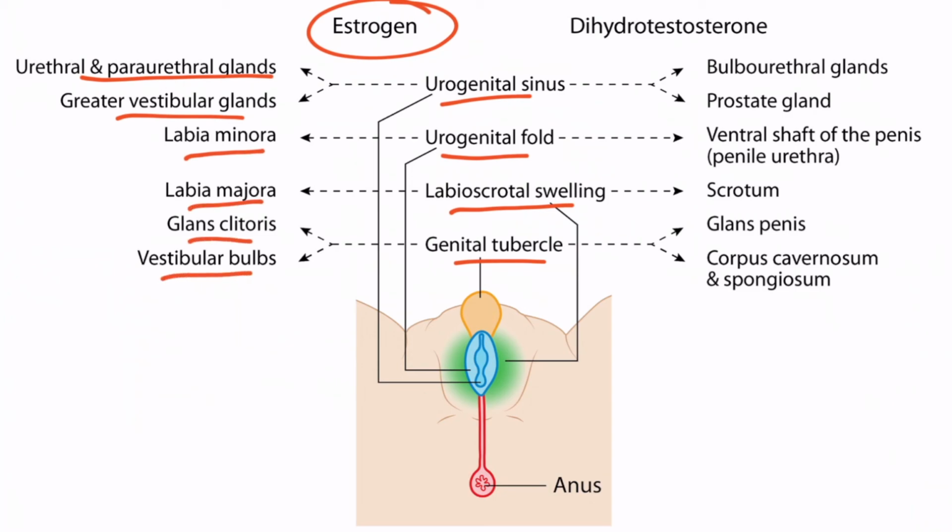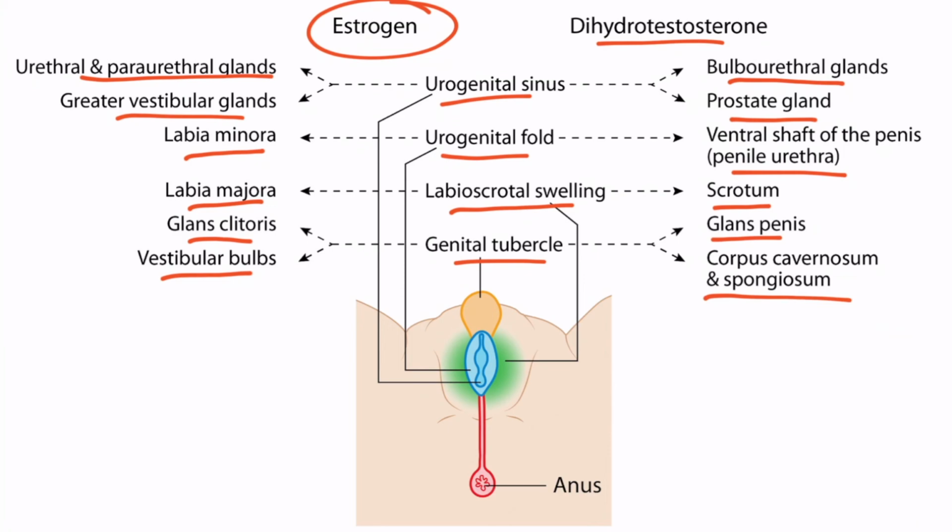In the presence of dihydrotestosterone, the external male genitalia are formed, including the bulbourethral glands, prostate gland, ventral shaft of the penis or penile urethra, the scrotum, the glans penis, and the corpus cavernosum and spongiosum. Knowing the nitty-gritty details of this image is actually pretty low yield, but we have included them for completeness' sake. It's probably a much better use of your brain power to memorize where the embryological processes we've discussed go wrong. And we'll discuss this in more detail in the next lecture.